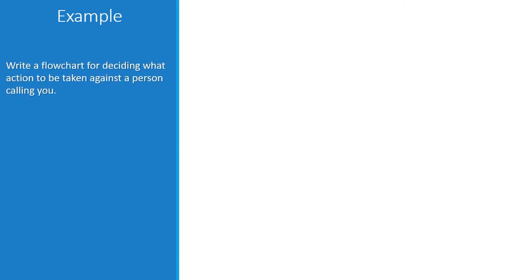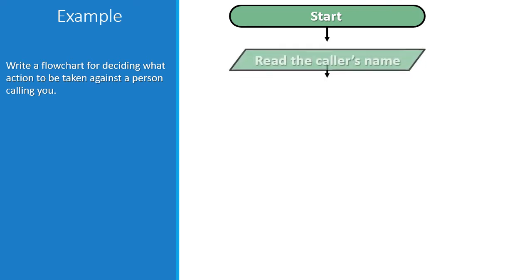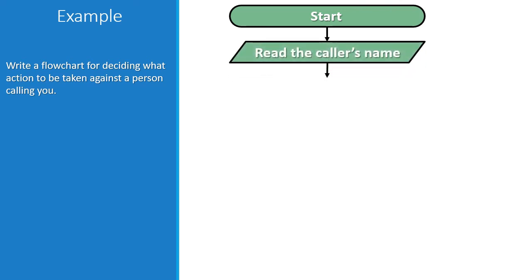Here, let's try to understand how to write a flowchart with the help of a non-technical example. Write a flowchart for deciding what action to be taken against a person calling you. Let's begin the process with a start. So the next step would be to take an input, that is, to read the caller's name. Now, as we know who is calling us, it's time to think: is the call important or not?